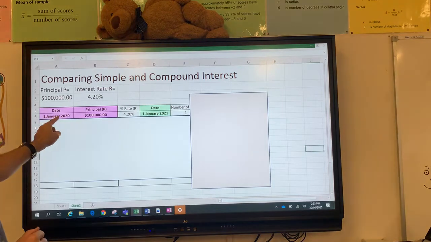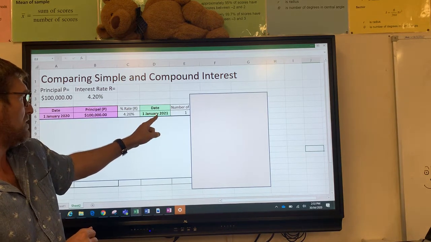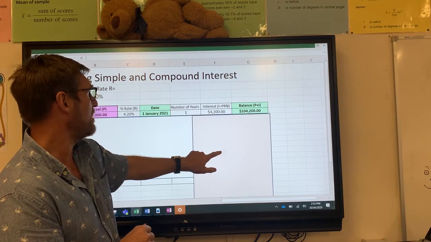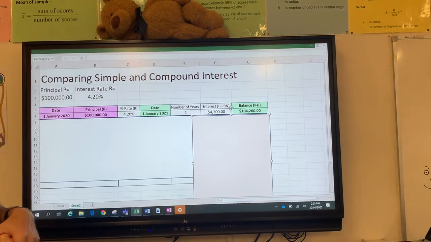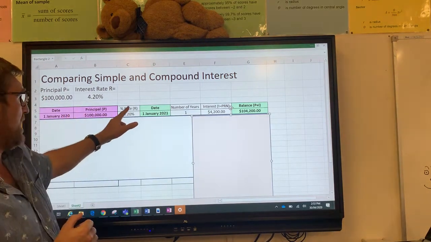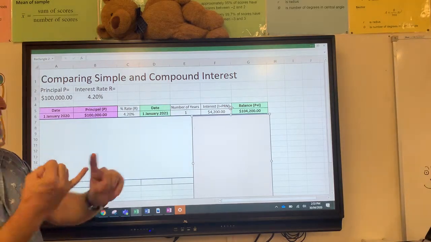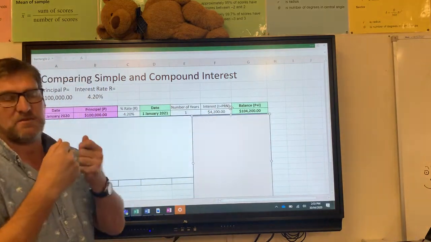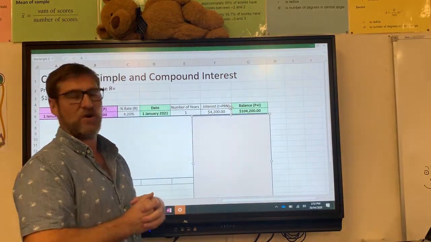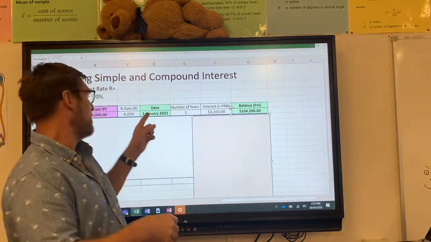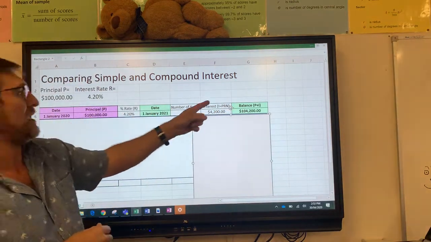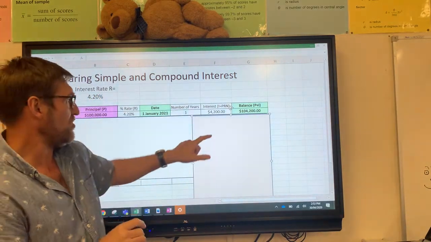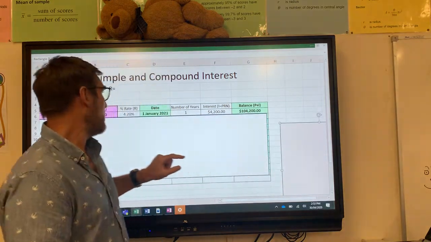So on the 1st of January 2020, 1 year later, how much interest did I make? Well, there's my simple interest. Simple interest is P times the rate times the number of years. I was only in the bank for 1 year. So there's my interest. So at the end of the year, the bank gives me $4,200. Now, do I keep that money? Do I get it as a check? No, it just gets put into my account. There you go. So now in my account, on the 1st of January 2021, so 1 year later, I have $104,200.